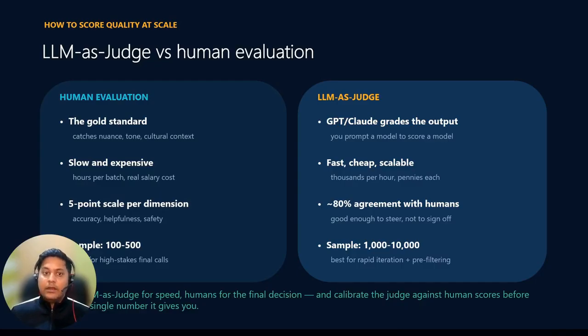If they agree, great. You can trust the judge at scale. If they don't, fix your judge prompt before you rely on it. Otherwise, you are just scaling up a measurement you have never verified. Okay.